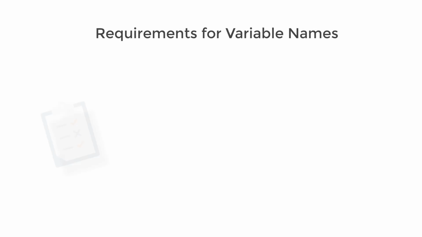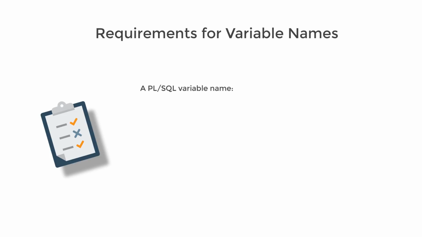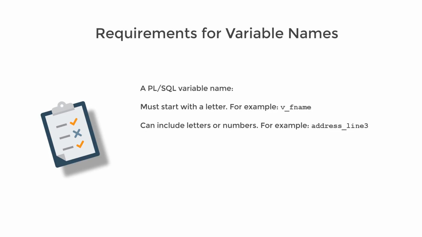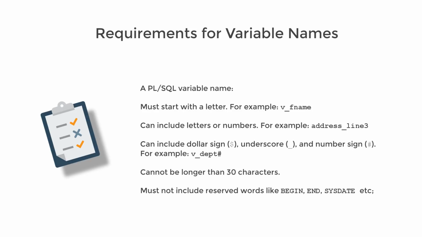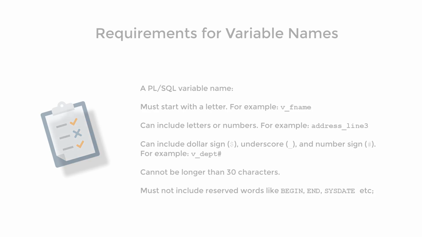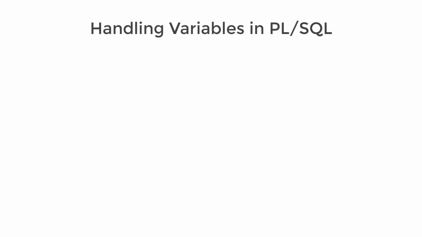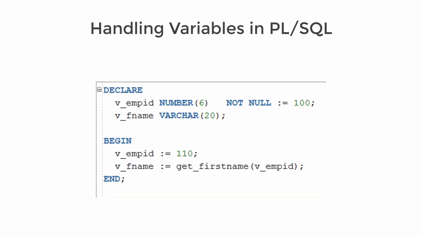Shall we have a look at the rules defined by PL/SQL in naming variables? A PL/SQL variable name must start with a letter, can include letters or numbers, can include special characters like dollar, underscore, or hash, cannot be longer than 30 characters, and must not include reserved words like begin, end, like, and so on. Shall we now learn how to handle variables in PL/SQL with a code example?